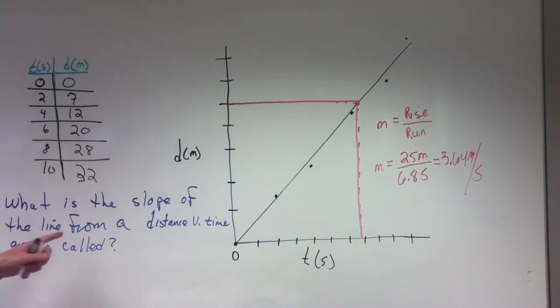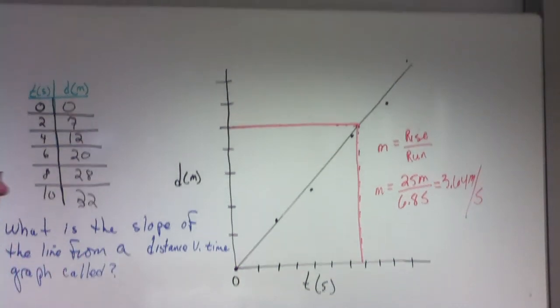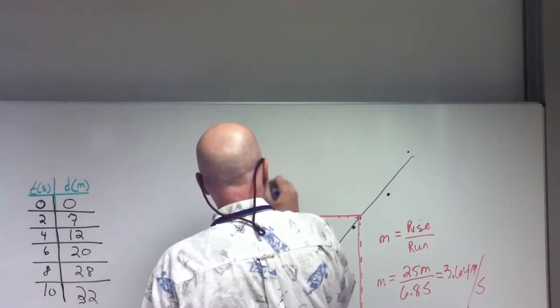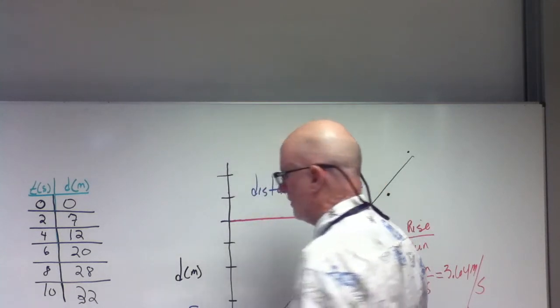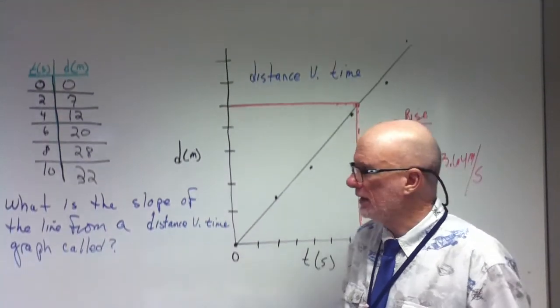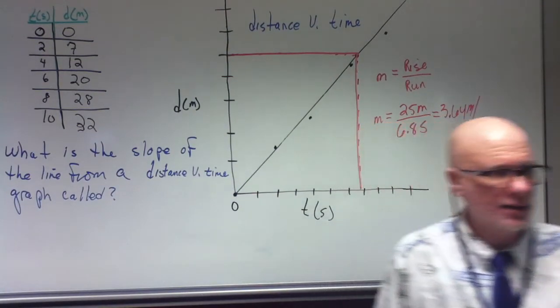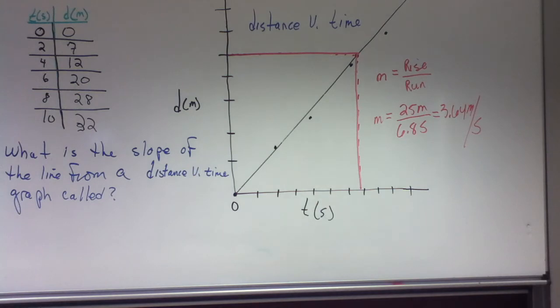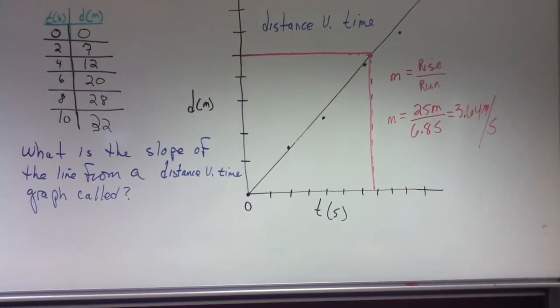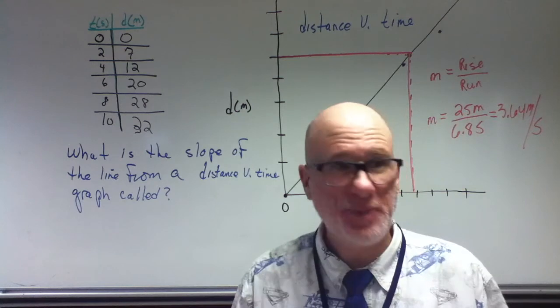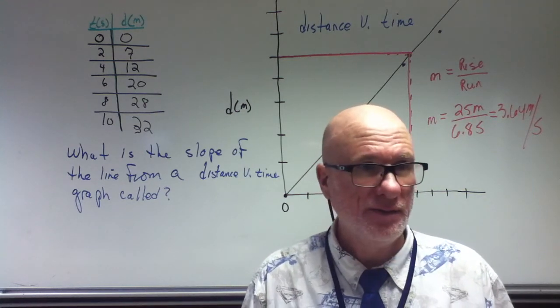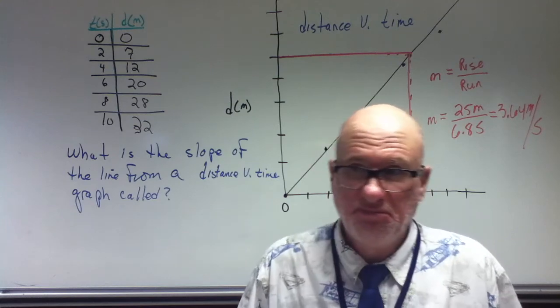What is the slope of the line from a distance time graph, right? That's what this is. This is distance versus time. What is the slope of the line from a distance time graph called? Speed? Yes, that's correct. I'm trying to find out the slope, which is speed.